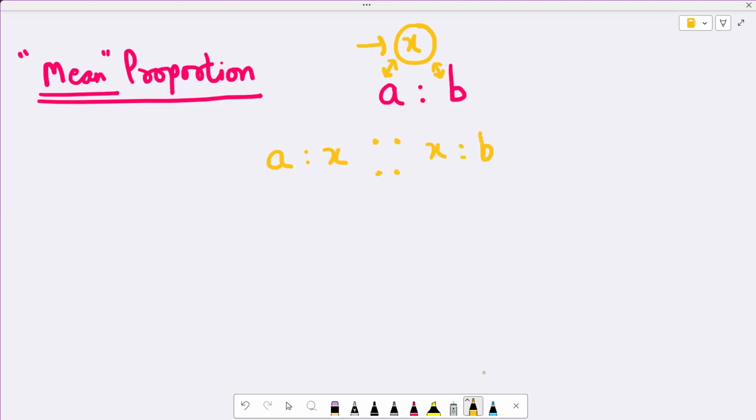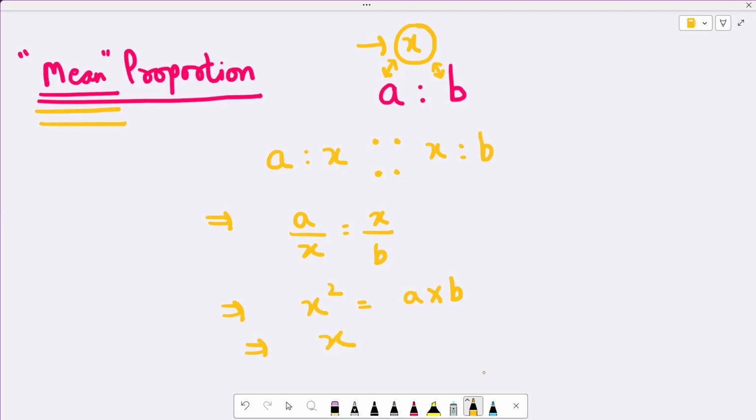So as the term suggests, mean, that is, there should be such a number in between them, right? Again, when we compare them, A upon X is equal to X upon B. This is what it means. So we can here write X square will be equal to A multiplied by B, right? We just shifted the variables.